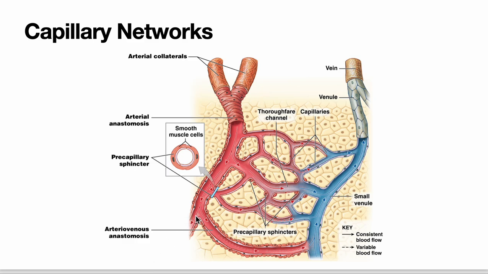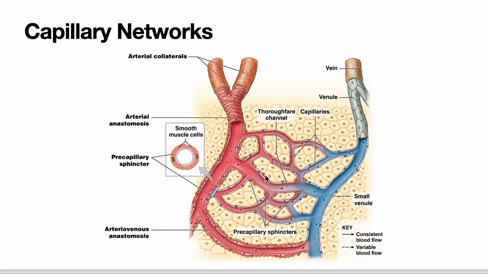And we'll also have some arteriovenous anastomoses. Anastomosis is just a very fancy word for connection. So this is a direct connection from an arteriole over to the venule. Blood can move quickly here, bypassing the capillary network.